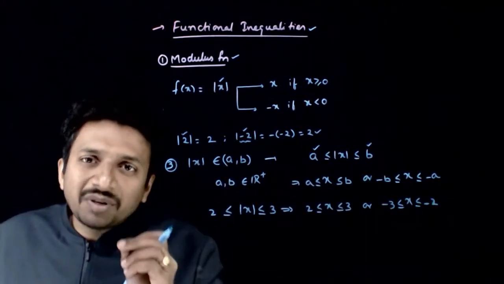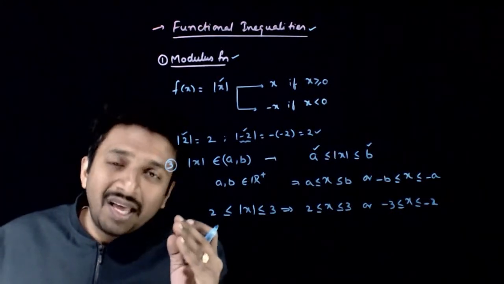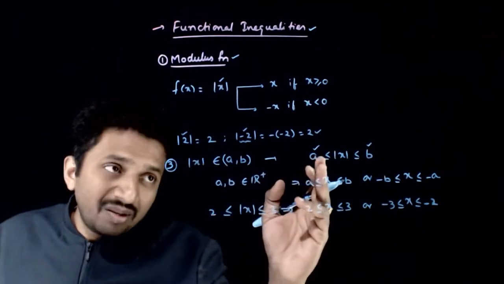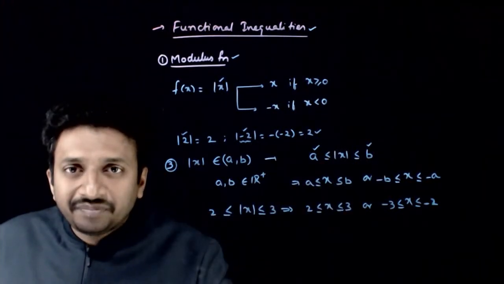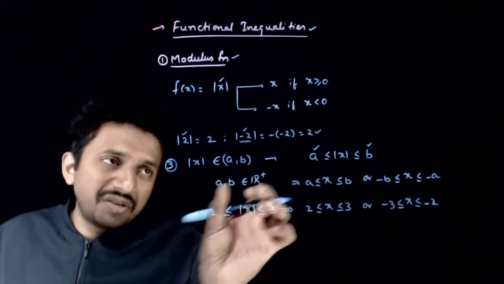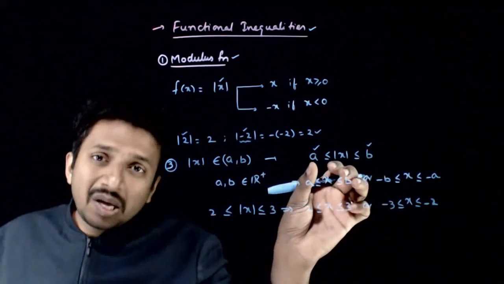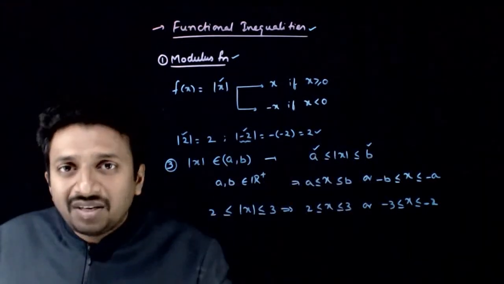So you have three types of inequalities. Mod x is less than a, less than or equal to a, greater than a, greater than or equal to a, and between a and b, with less than or equal to and greater than or equal to a and b. So this is when a and b are positive. If a and b are negatives, this does not have any solution. If one of them is positive and the other is negative, then you can have different solutions.